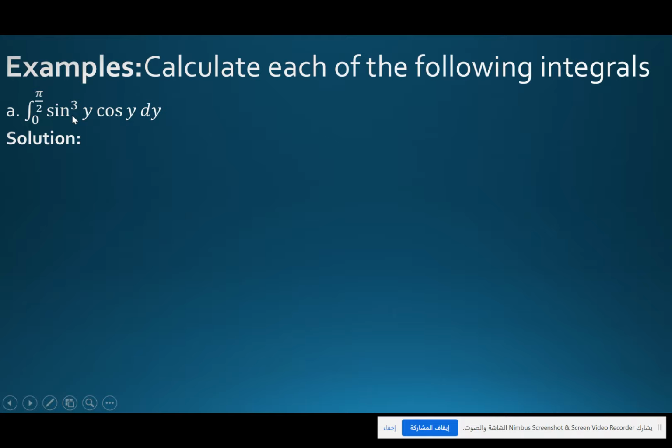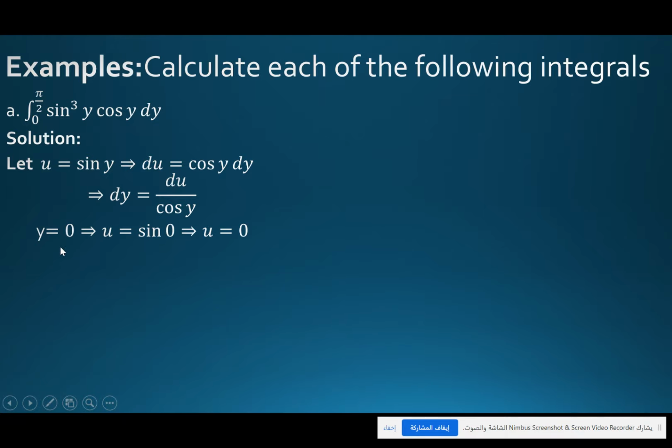So now we are going to add the power by 1 to make it sine to the 4 over 4. And that's it. Then you are going to use the fundamental theorem to evaluate. Or you can use the long way. You can consider what is inside the power as u, or t, or z, or whatever letter you would like. Then derive it. du equals the derivative of sine, which is cosine y, in terms of y. Make dy the subject, which is du over cosine y, and substitute it.